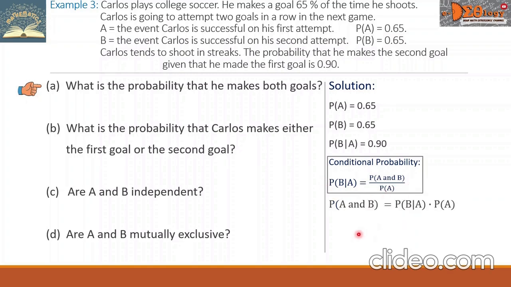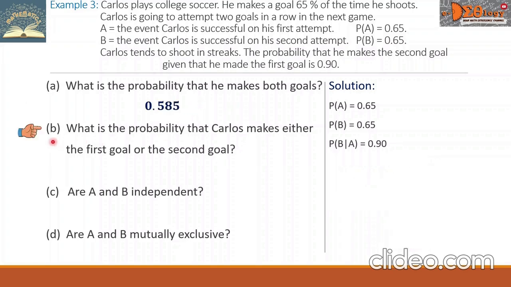We can rewrite this formula as P of A and B equals conditional probability of B given A times P of A. Then we substitute the values. This P of B given A is 0.90 multiplied by P of A, that is 0.65. And the product is 0.585. This is our P of A and B. Let's copy this answer below A. Then we go to problem B.